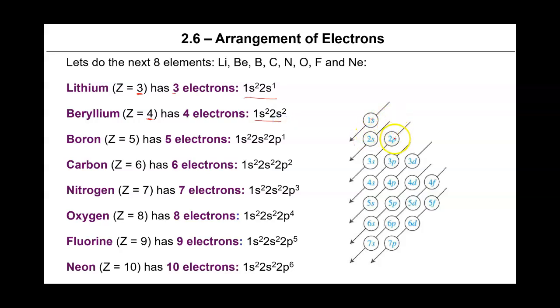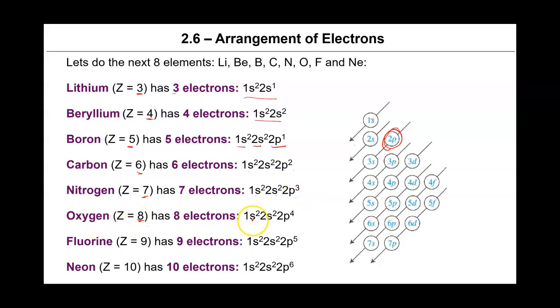So now when we start our next atom, we're going to start at the 2p. So boron has 5 electrons. So we're going to go 1s2, 2s2, 2p1. And now it gets kind of boring because the 2p subshell can take up to 6 electrons. So carbon with 6 electrons is going to be 1s2, 2s2, 2p2. Nitrogen with 7 will be 1s2, 2s2, 2p3.